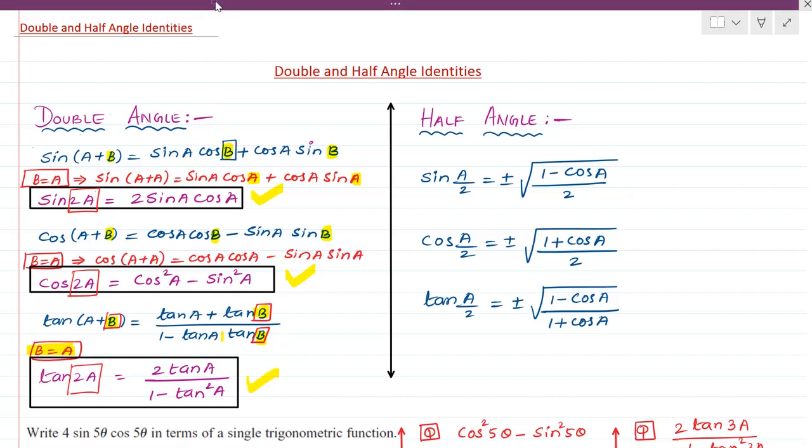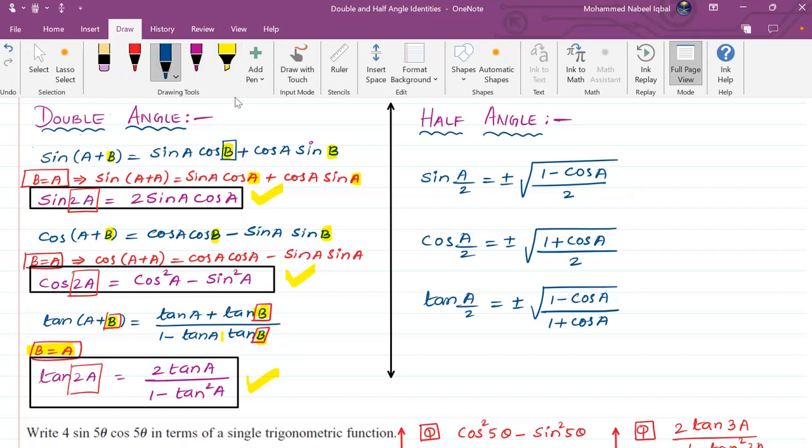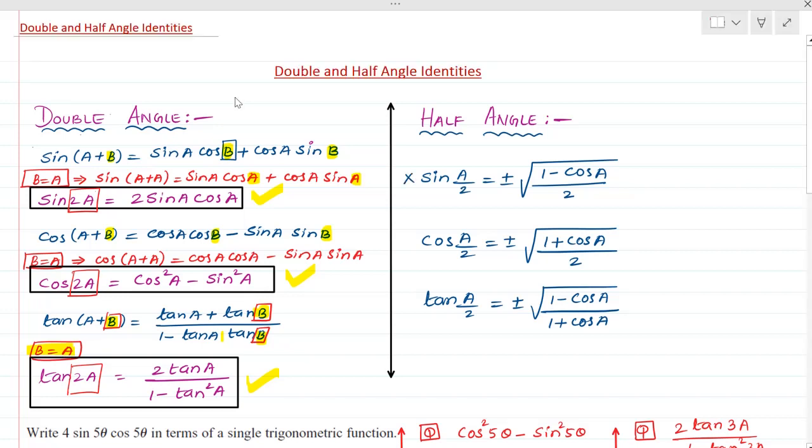Now similarly, the half angle. How will you calculate the half angle? This is sine of alpha over 2. So sine A over 2 is plus or minus the square root of 1 minus cosine A over 2. And the difference between the sine and cosine half angle formulas is just the sign. In the sine you will have a minus, and in the cosine you will have a plus.